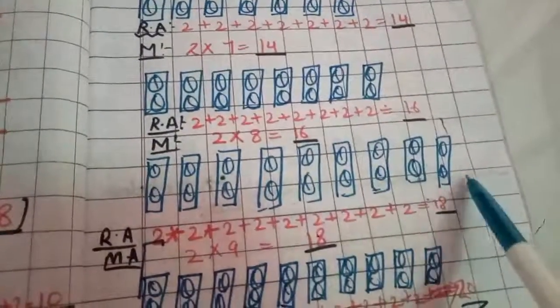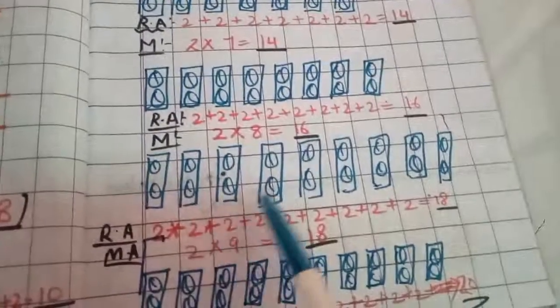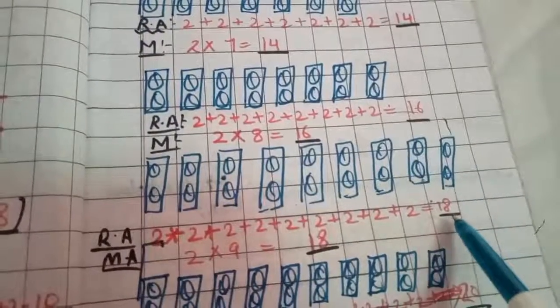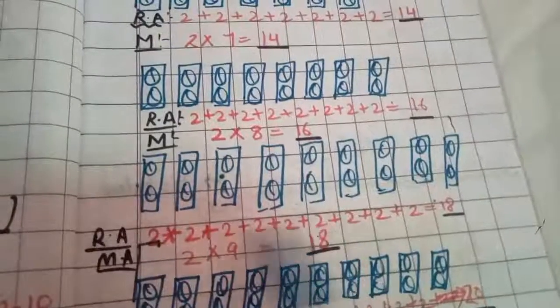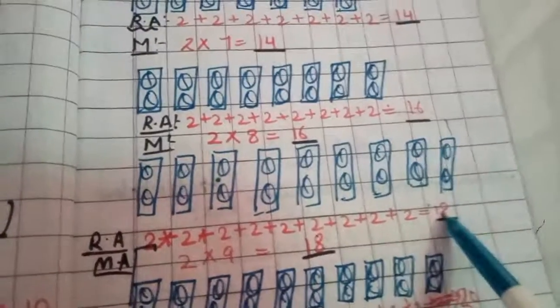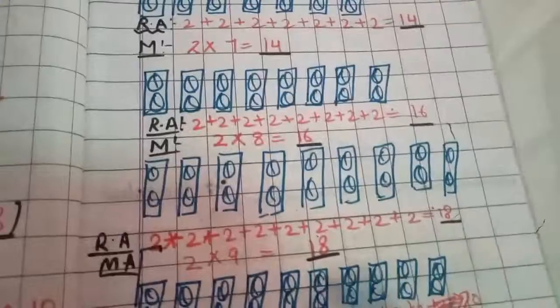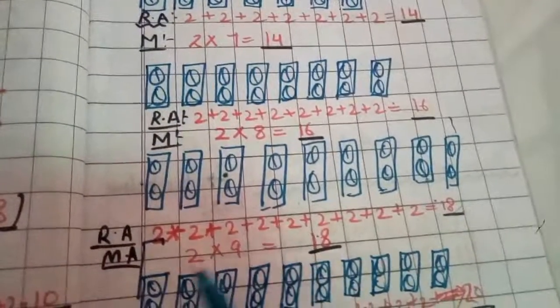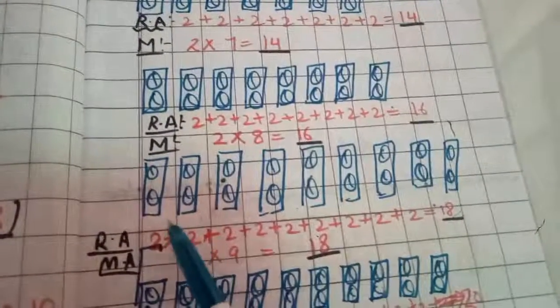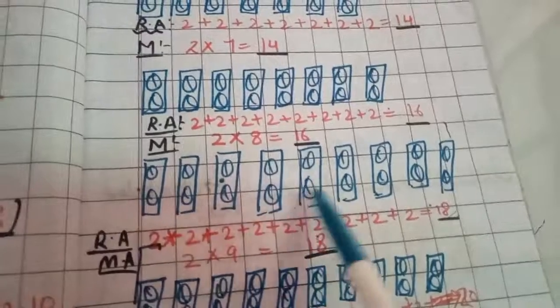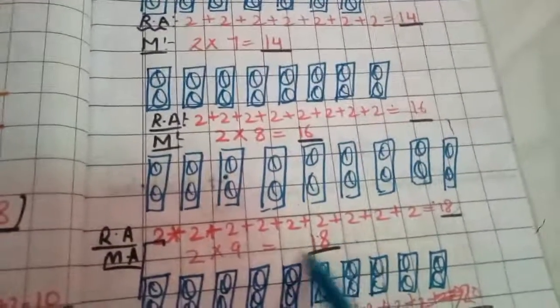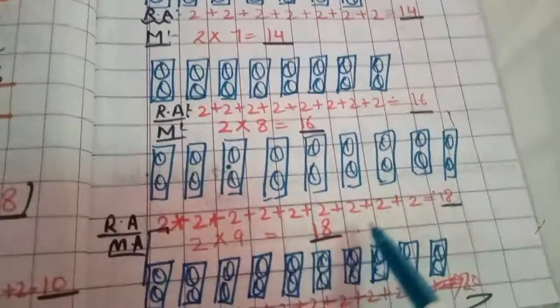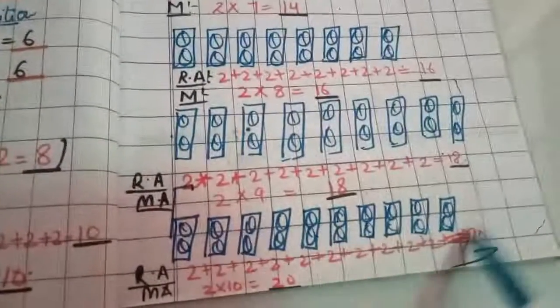Now go to the 9. There are 9 boxes. In each box there are 2 balls. The total of the balls is 18. This is the very long method. So we can change the long addition method into the short multiplication method. So we'll write 2 multiplied by, and we count the boxes. 1, 2, 3, 4, 5, 6, 7, 8, 9. We'll put the 9 here. Then we'll find the same answer, 18. 2 nines are 18.